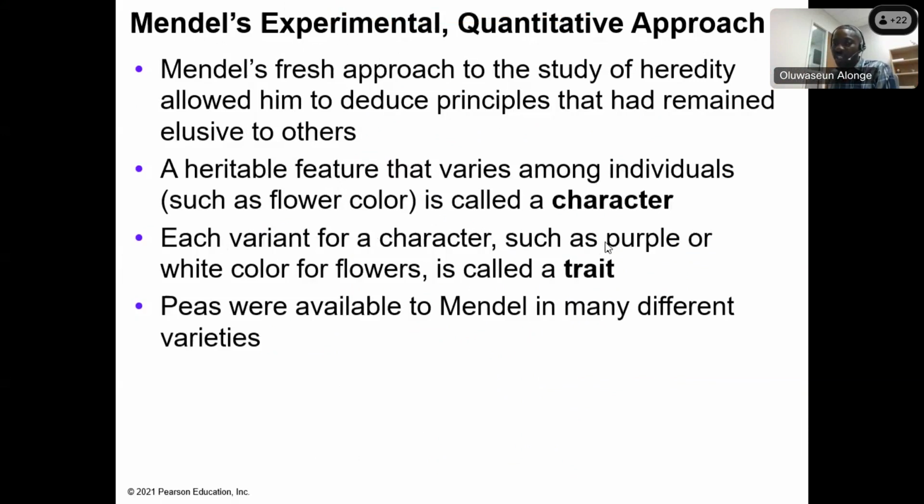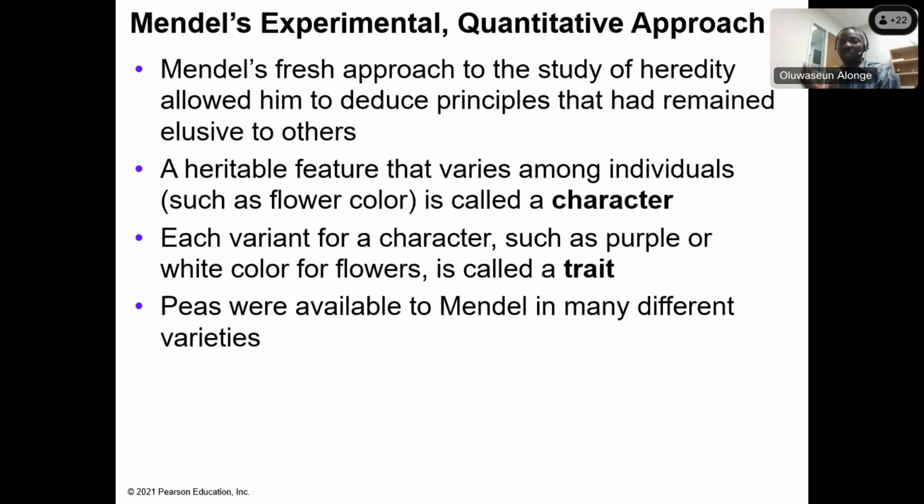Each variant for a character, such as purple or white colors for flower, is called a trait. Sometimes we use character or trait interchangeably, but the character, the feature itself, like the color itself, is the character. The variations of the color are what we call traits. So height is a character. The variation of the height is traits. You can say somebody is tall, that's a trait. Somebody is short, that's a trait. But height itself is the character.